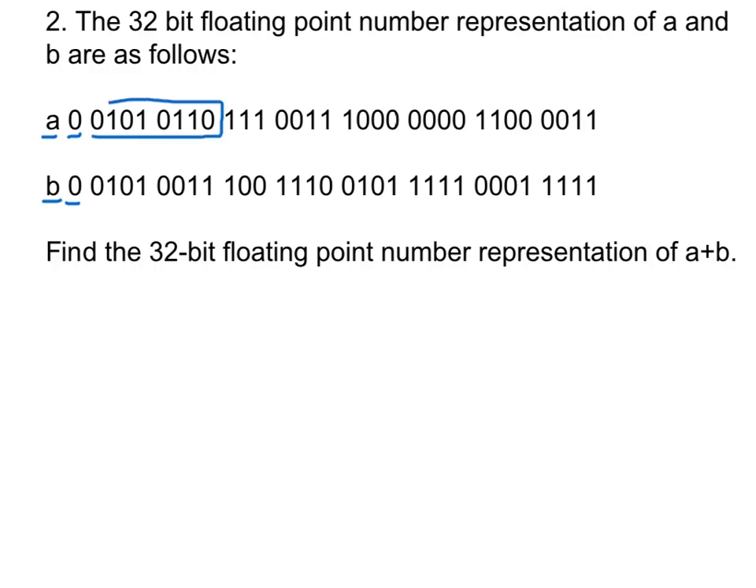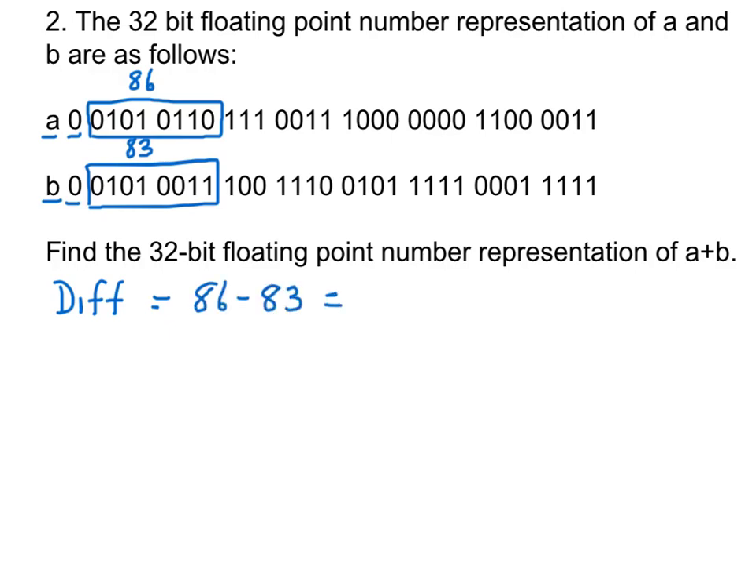If we look at the exponents and work them out in decimal using the calculator, the first value turns out to be 86 and the exponent for b turns out to be 83. So there's a difference, DIFF, between them of 86 minus 83, which turns out to be 3. The smaller one is b, so we're going to normalize b to have an exponent of 86.